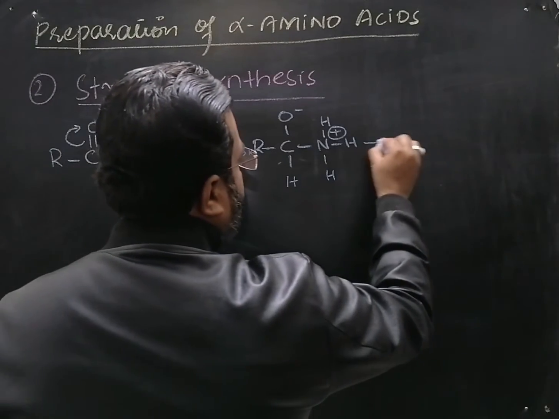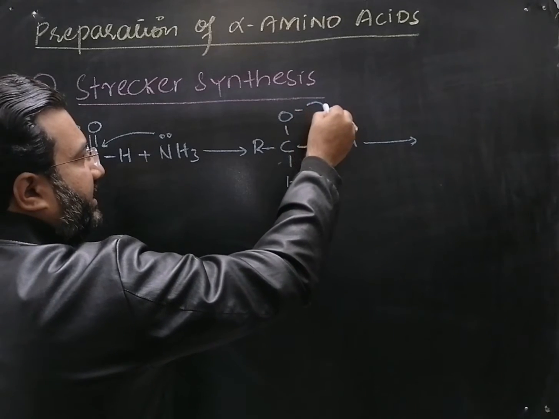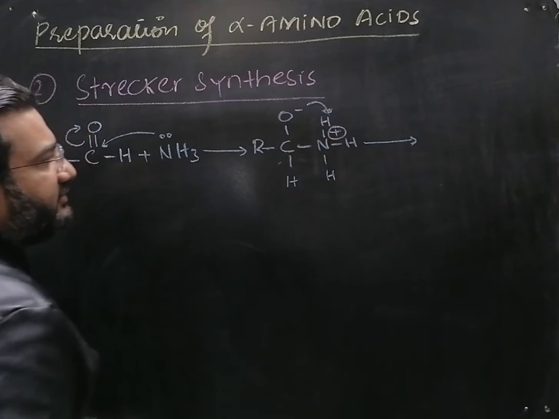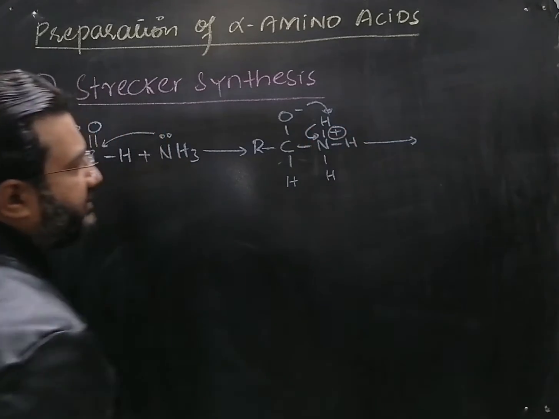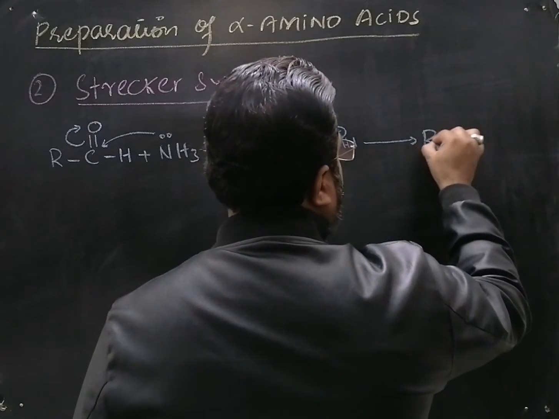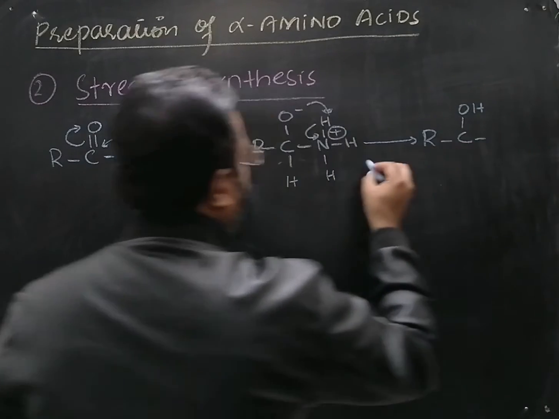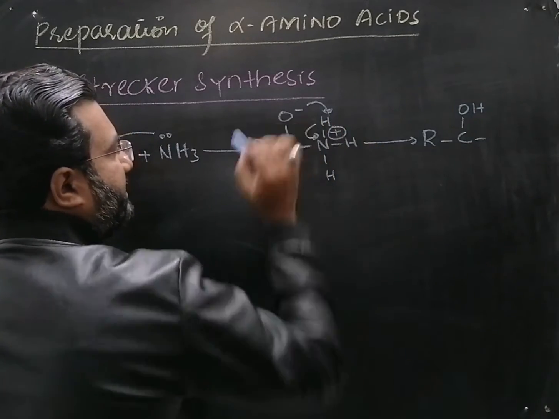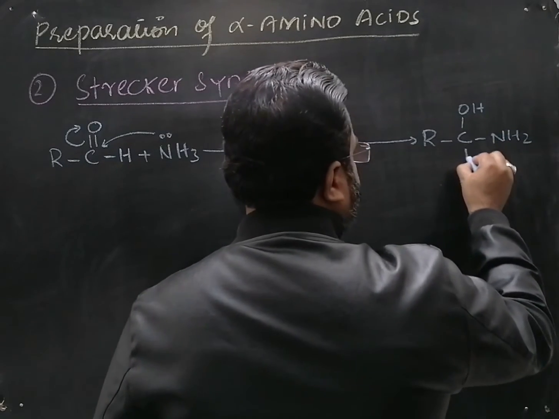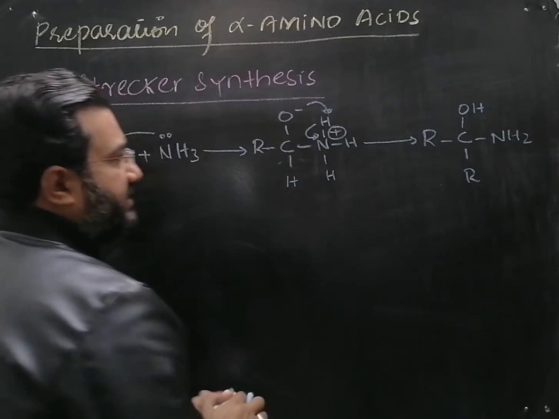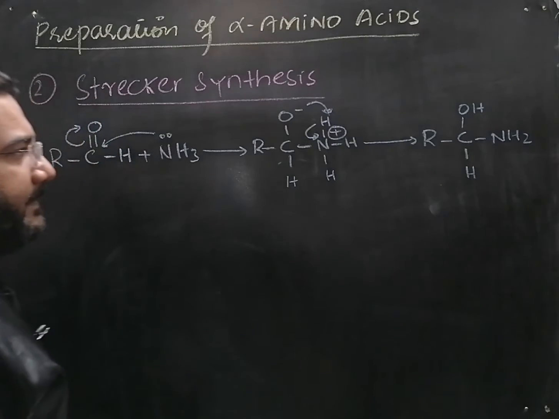Now in the next step, this oxygen through its negative charge will attack the hydrogen of the ammonia, and this hydrogen will shift its bond to the nitrogen. As a result, R, C, OH. It was NH3, but one of the hydrogens is shifted to oxygen, so now it is NH2, and the hydrogen will be at its place. This hydrogen will be there.